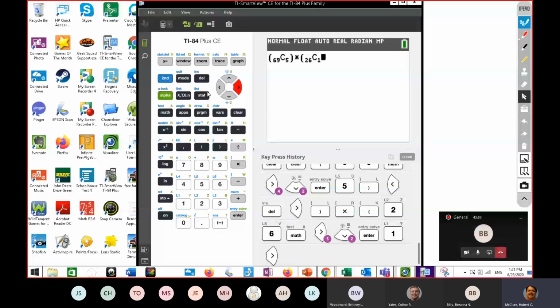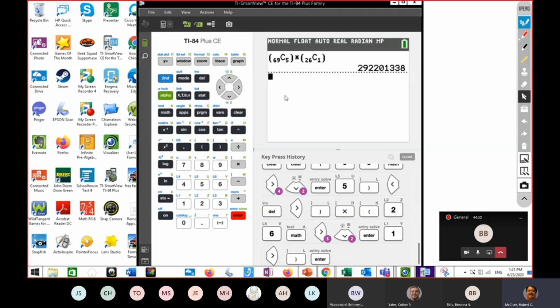Now let me let y'all in on a little secret. Anytime you have a number combination 1, it's always going to be that number, so you need to write that down. 26 combination of 1 is 26. 15 combination of 1 is 15. 82 combination of 1 is 82. Enter. Okay, there's your number. I'm going to stow that.